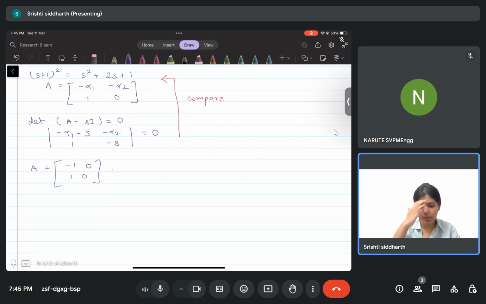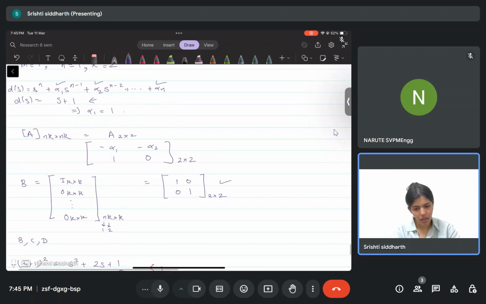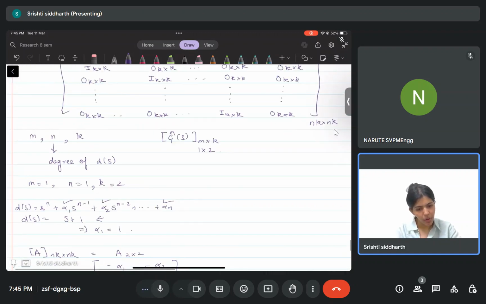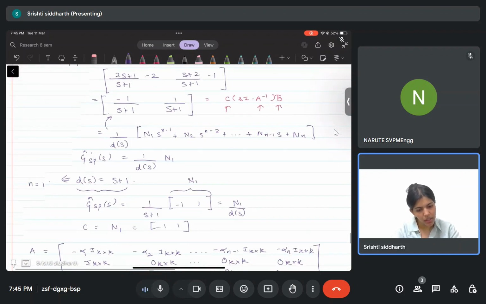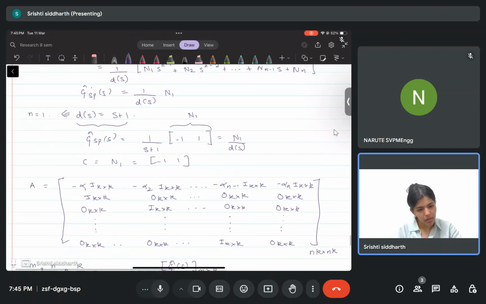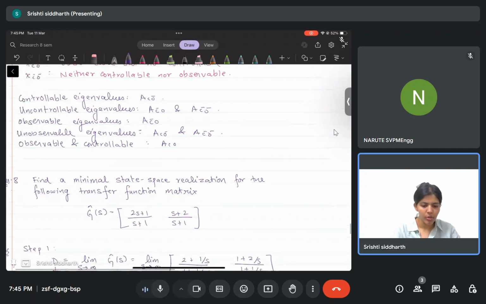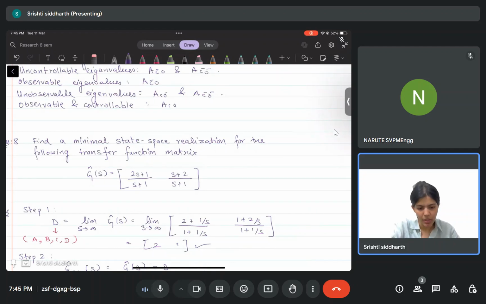Okay, so we have the state space realization in which A is this matrix, B is identity. We've already found what B is, and C is minus 1, 1. So we have a minimal state space realization for this transfer function matrix.